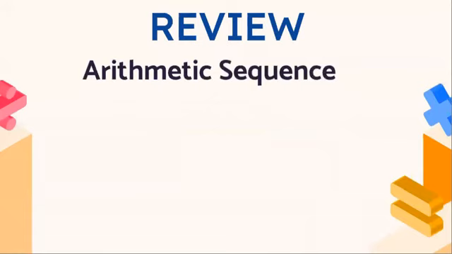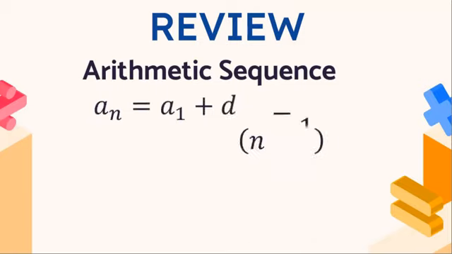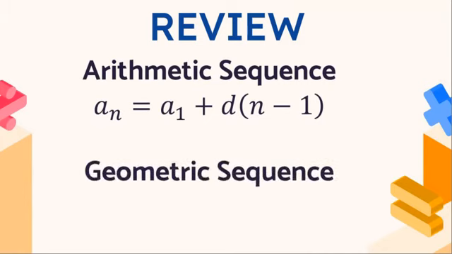So first, balikan natin yung formula for arithmetic sequence. The formula for arithmetic sequence is a sub n is equal to a sub 1 plus d times the quantity of n minus 1. So balikan lang natin na ang a sub n is the nth term, a sub 1 is the first term, d is the common difference, and n is the number of terms. And then the formula for geometric sequence, we have here a sub n is equal to a sub 1 times r raised to n minus 1, where r is the common ratio. So you have to take note of this formula para magamit natin siya in problem solving.